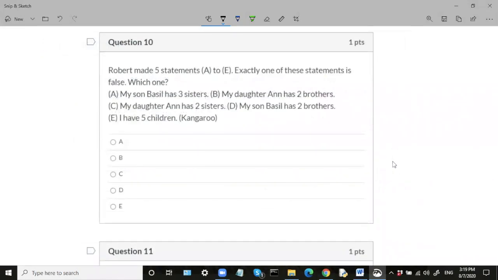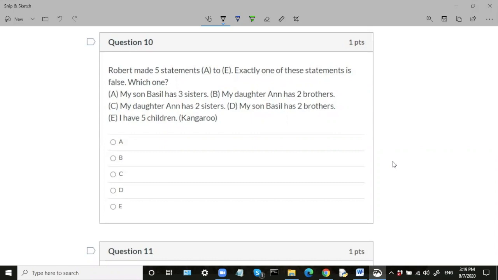Problem 10. Robert made 5 statements, A to E. Exactly one of these statements is false. Which one? A, my son Basil has 3 sisters. B, my daughter Anne has 2 brothers. C, my daughter Anne has 2 sisters. D, my son Basil has 2 brothers. E, I have 5 children.